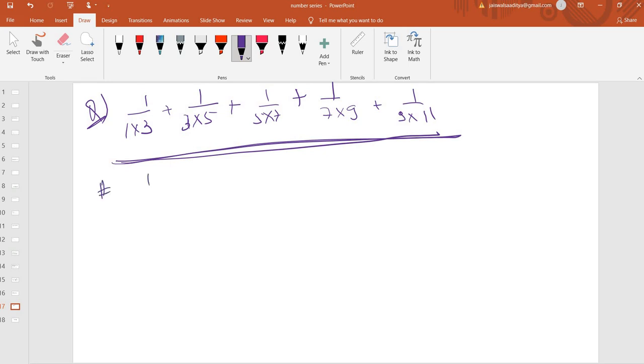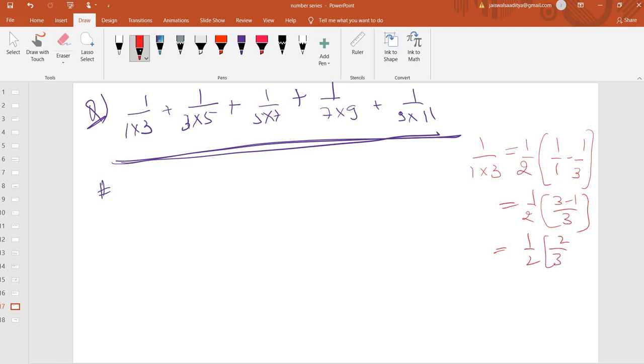See, if you take 1 by 2 common, I will say why you have to take 1 by 2 common also. So see, 1 upon 1 into 3, you can write it as 1 by 2 times (1 minus 1 by 3). If you do it, it will come as 1 by 2 times 2 upon 3. Okay, so 1 upon 1 into 3 is what you can write. Correct?